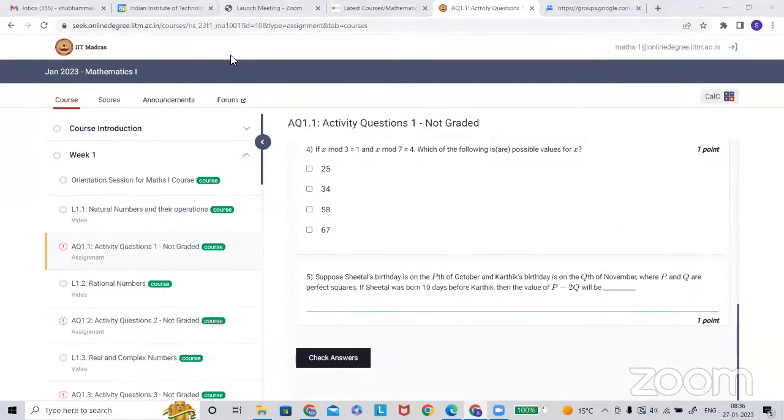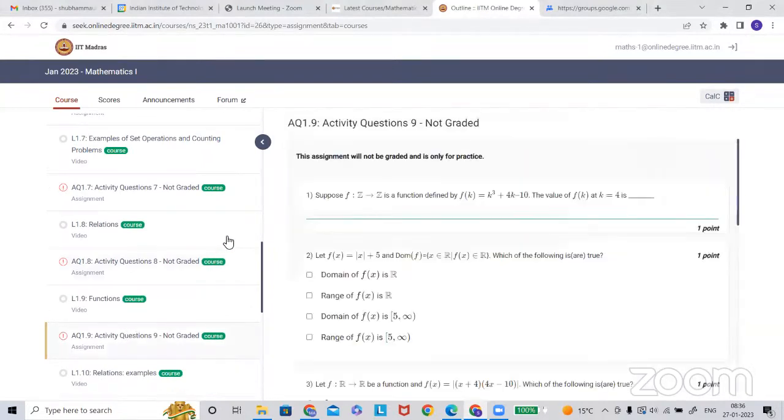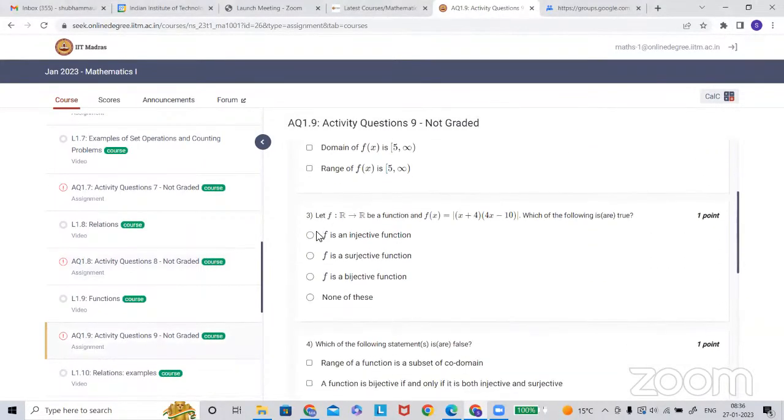Satish Kumar. Yes, sir. Satish, what's your doubt? Sir, I have a doubt in activity 1.9, question number 3. Please clear the concept of surjective function. I could not understand. Just now I discussed it; you were there when we were discussing this question. Okay, only the surjective function you want cleared, sir.